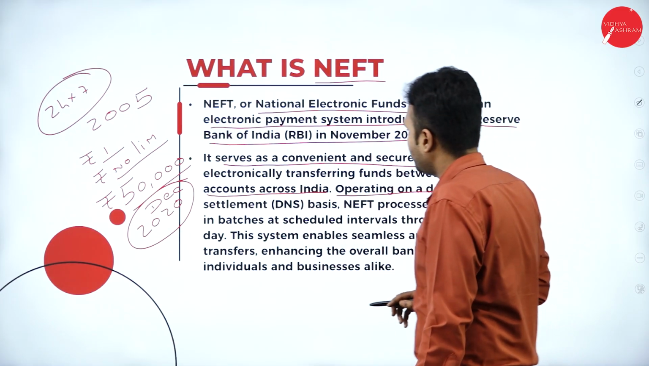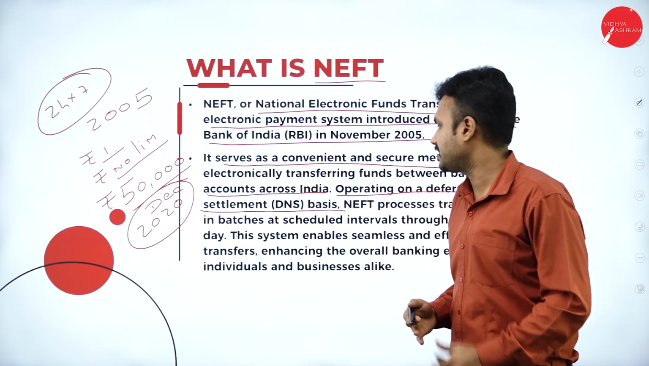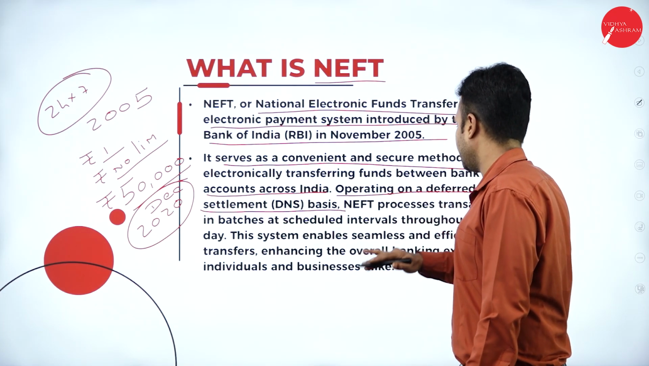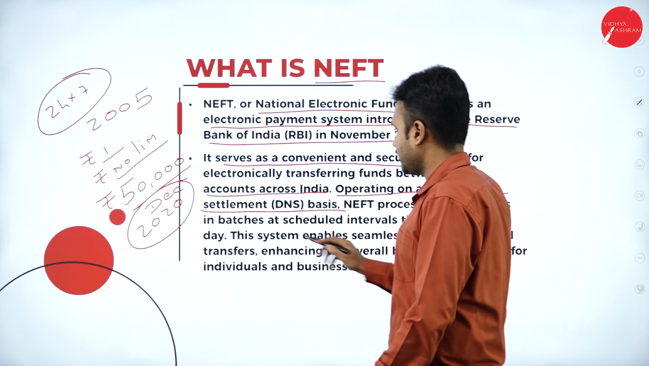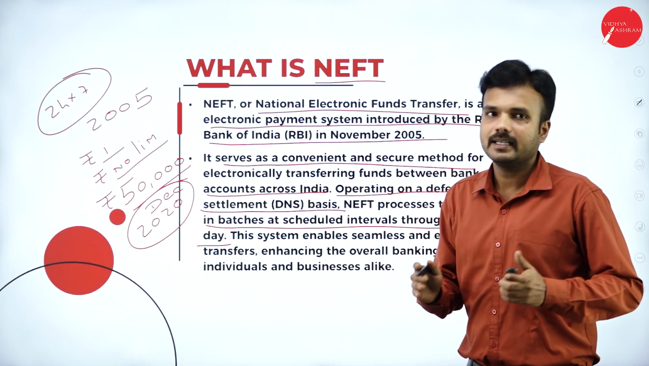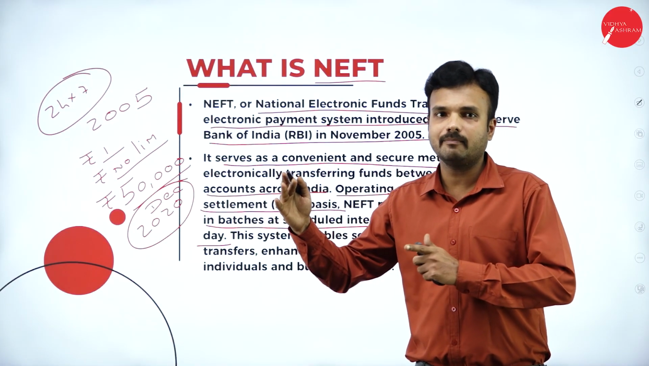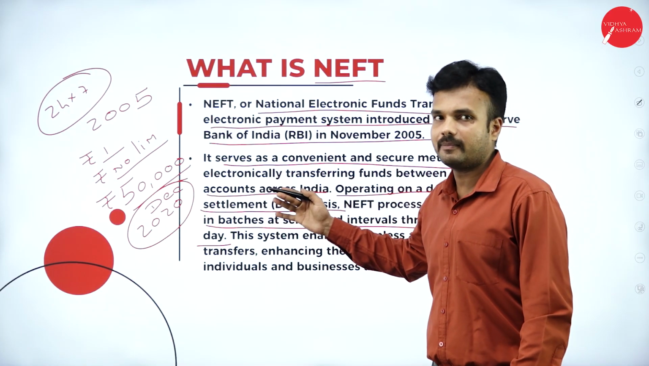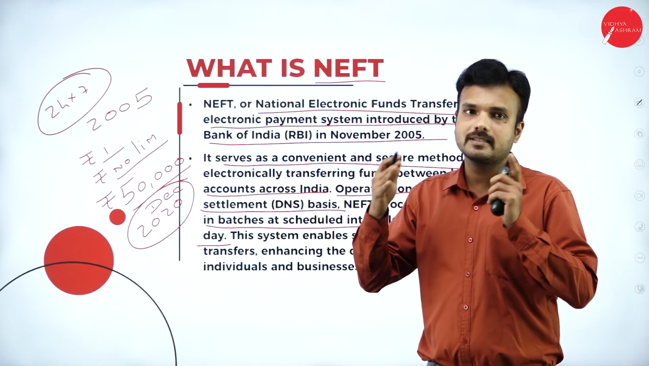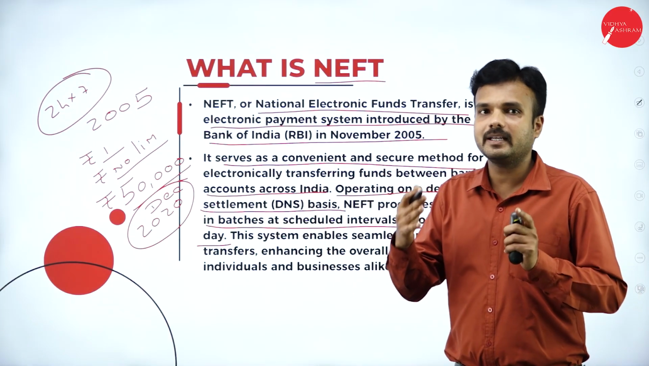It operates on a deferred net settlement basis. So it is going to operate on the basis of a net settlement system. NEFT processes transactions in batches at scheduled intervals throughout the day. Means it schedules intervals for the banking transactions throughout the day. In terms of RTGS, there was a continuous and comprehensive payment system. But when it comes to NEFT, that does not apply. Okay, so there is a limit. Means there is a specified period of time, and only after that specified period of time the payment gets settled.